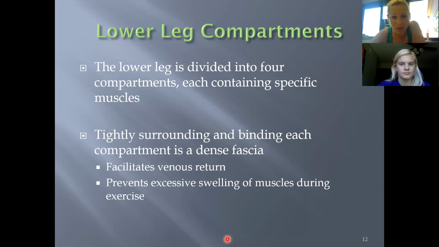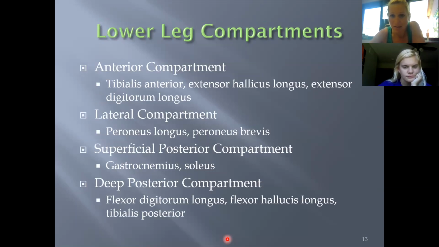Okay, so those lower leg compartments. So again, facilitates venous return, helps us to get blood back up against gravity, can prevent swelling, excessive swelling in those muscles as well, which can be good or bad. Okay, so here we go. So this shows you which muscles go in which compartment.